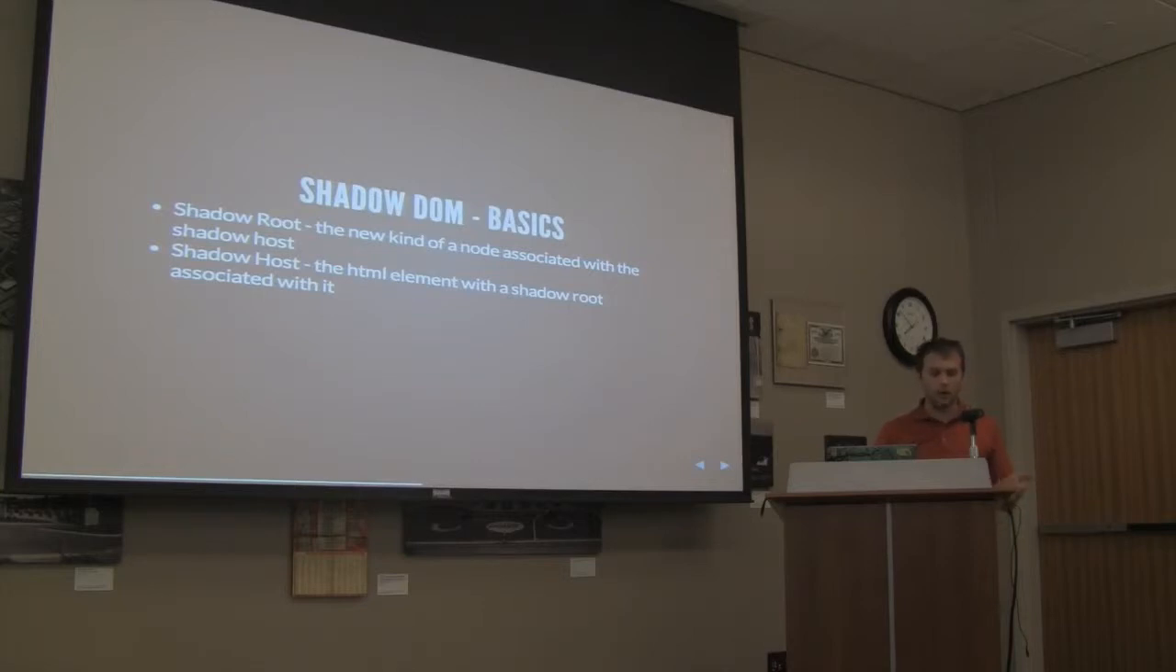So essentially what happens with Shadow DOM is elements can get a new kind of node associated with them, and that's going to be your shadow root. And then any element that has a shadow root is a shadow host. And then the contents of a shadow host aren't rendered, it's the contents of the associated shadow root. And they're kind of really confusing names. But essentially, you just need to know that the shadow root is what's being rendered and the shadow host is what hosts it. Okay? Or, no, I flipped that around. No, I got that right.